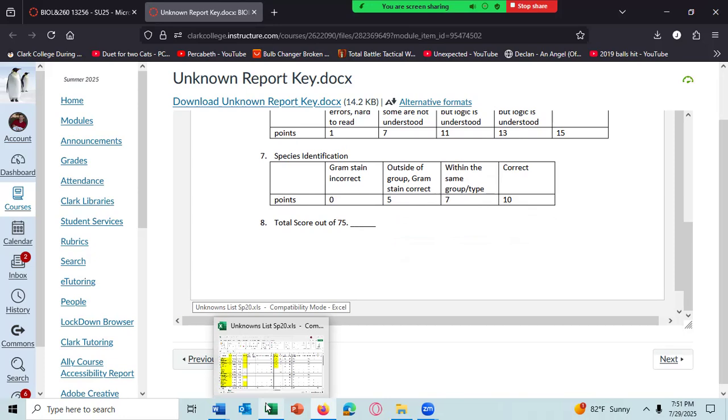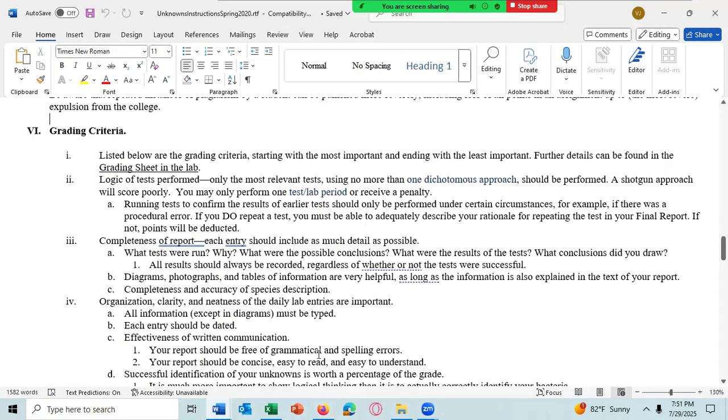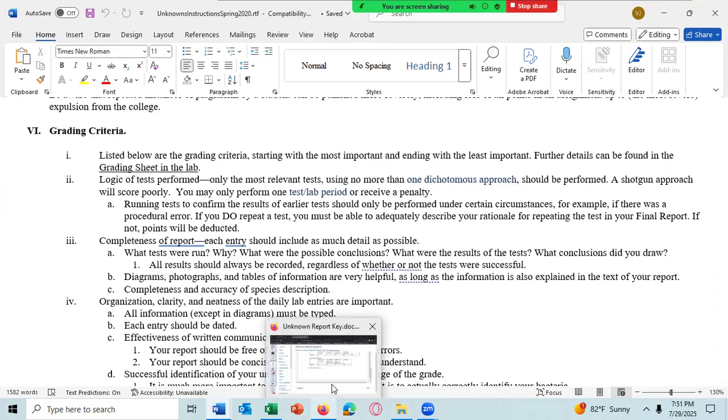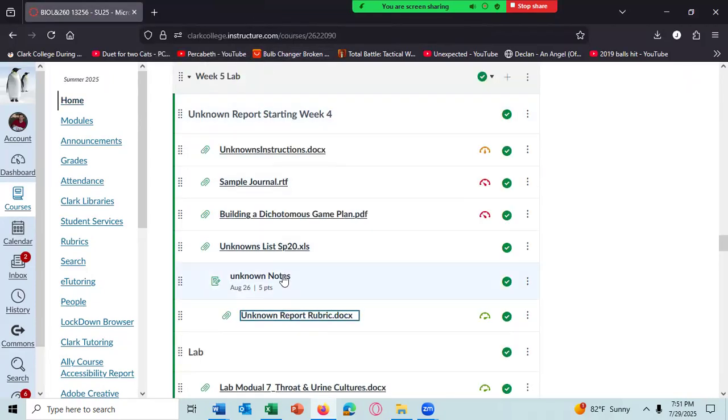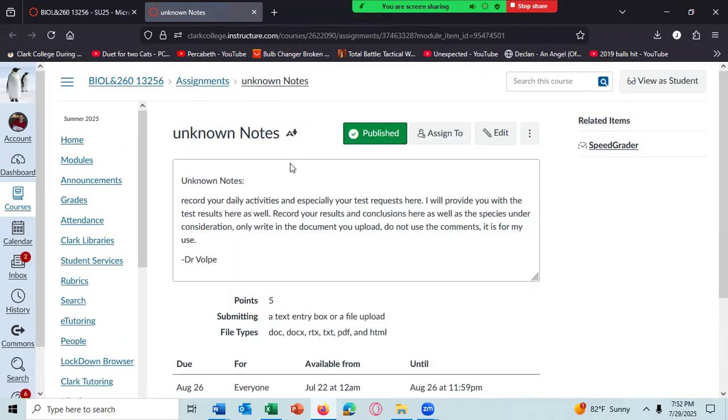I should put up a key for how the unknown notes will be graded, but as long as you have all the information that's requested in the unknown notes, let me show you where that is again. You'll get 5 out of 10. Recorded your daily activities, especially your test requests. If you provide your results and your conclusions, as well as the species under consideration, you'll get 5 out of 5.